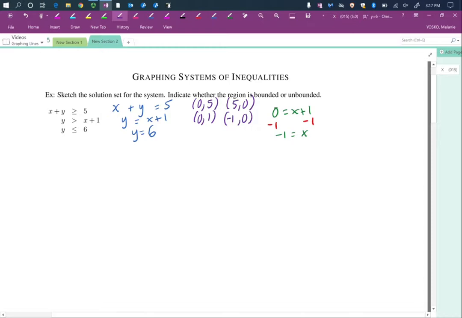Well, we know y equals 6 is a horizontal line, 6 units above the x-axis. I do want to point out that the line y equals x plus 1 is in slope-intercept form, y equals mx plus b form. You could also plot this line by plotting the intercept, which is (0, 1), and then using the slope. But let's go ahead and do it with these intercepts.